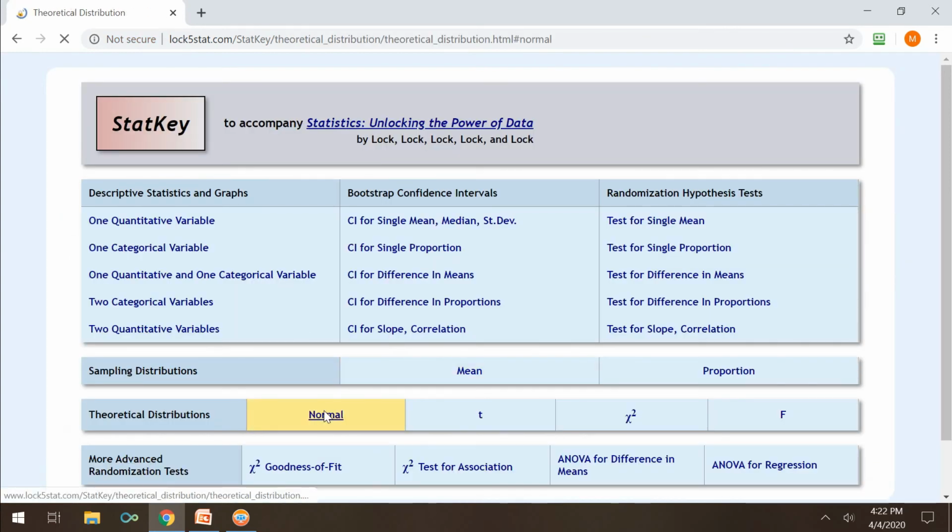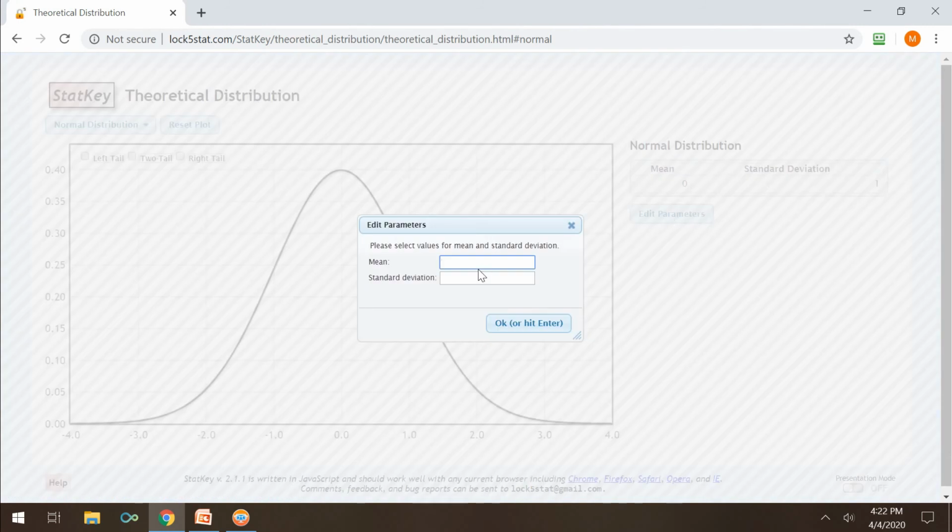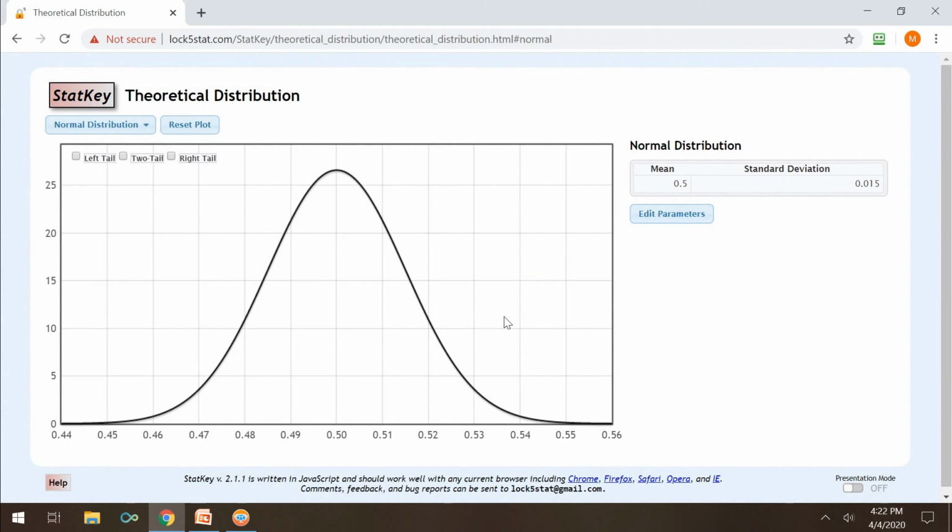So normal distribution. I'm going to edit the parameter. The mean in this case is the null, so 0.5, and the standard deviation is the standard error that I just found, which is 0.015. And for the normal distribution, you don't have to convert. You should be fine. You only convert for the standard normal distribution.